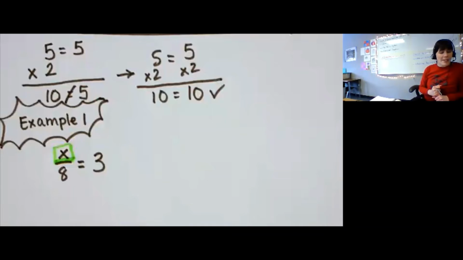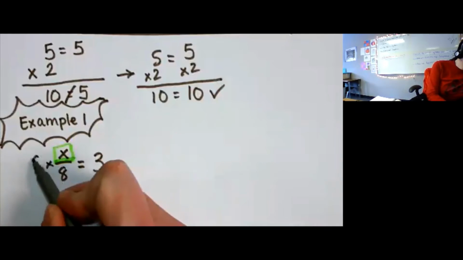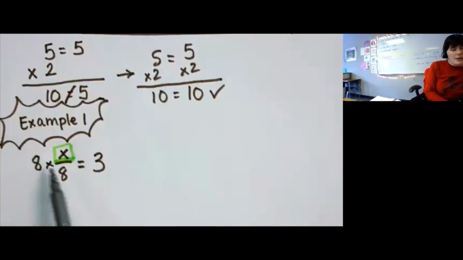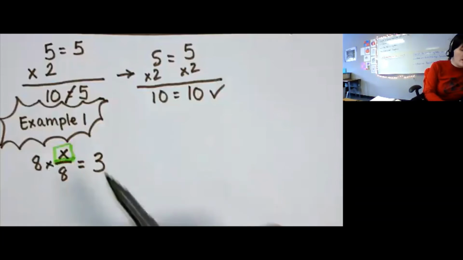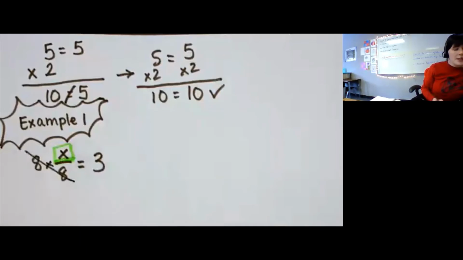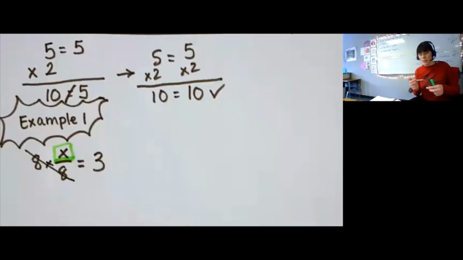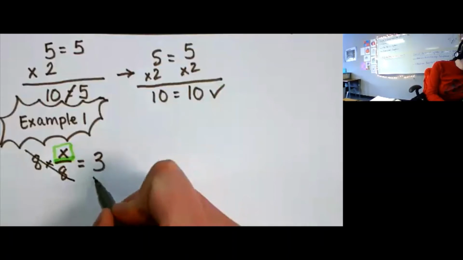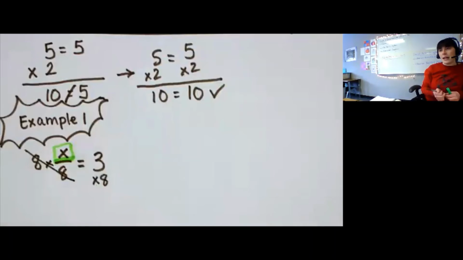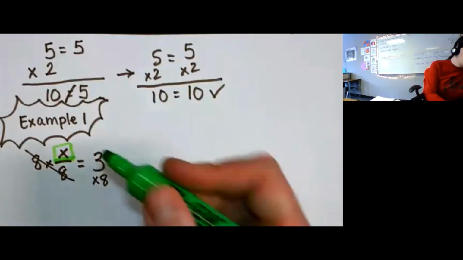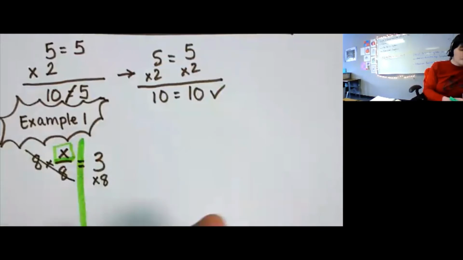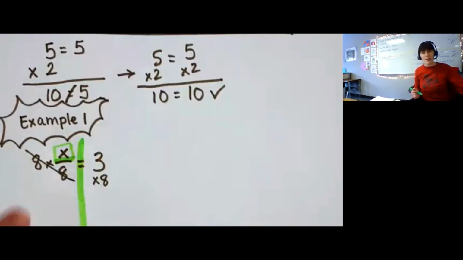So x is being divided by 8. The opposite of dividing by 8 is multiplying. And when I multiply this by 8, 8 divided by 8 is just 1, so they cancel out. If I do multiplication on one side of my equation, I need to do it on the other side as well. And when I'm talking about sides, I am talking about either side of the equal sign. So the left side is the one side and the right side is the other side.